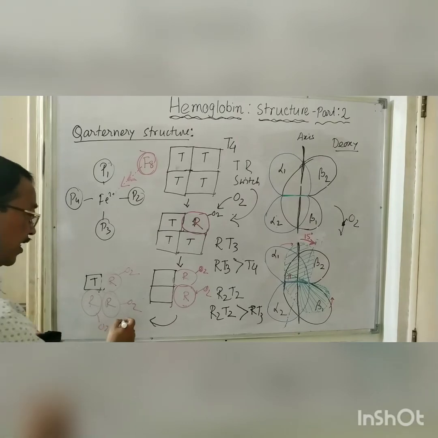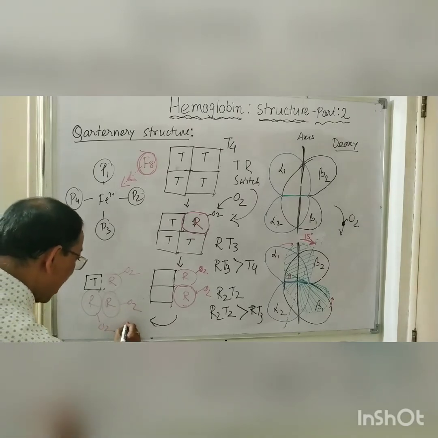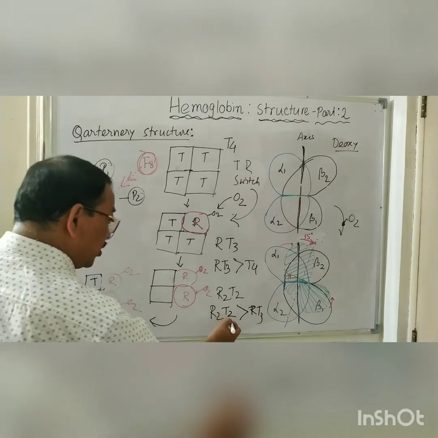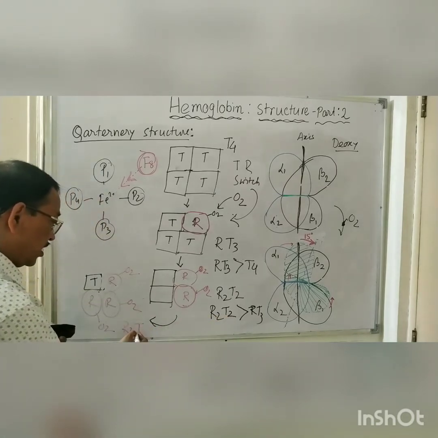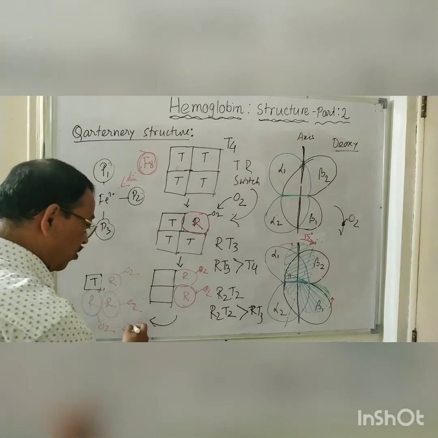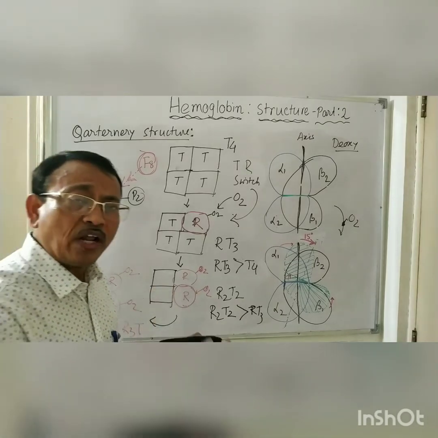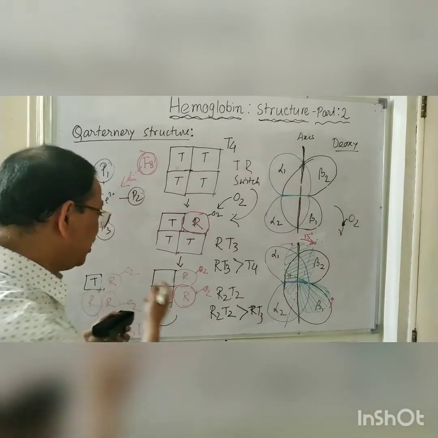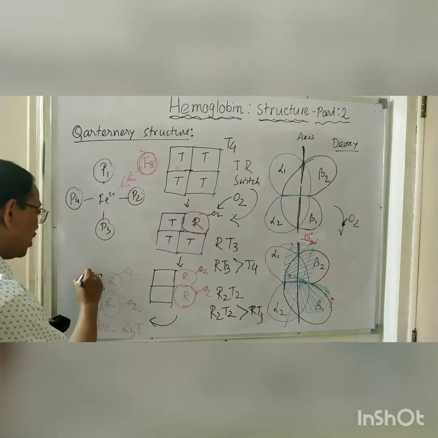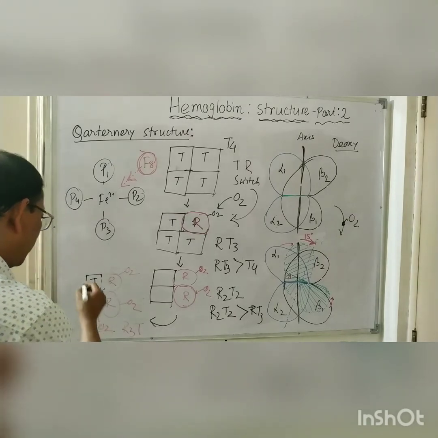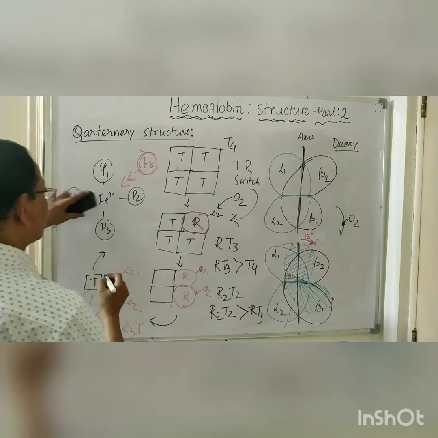So in this way, R3T will be formed. From R2T2, R3T will be formed. And then again, this configuration has more affinity for oxygen to bind than the T form. So then again, the fourth molecule of oxygen will bind with this. So in this next step, what's happened?